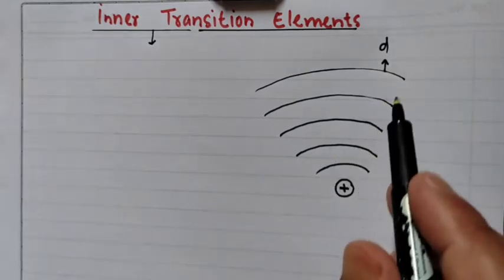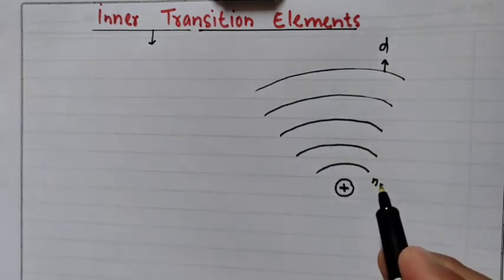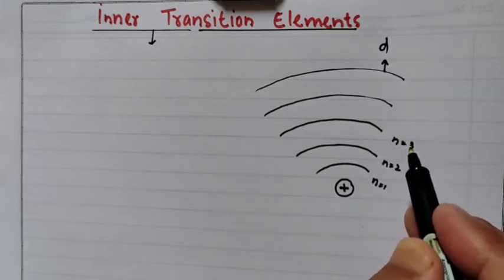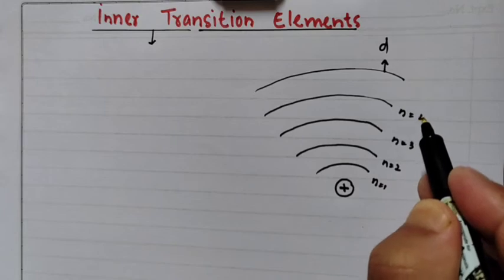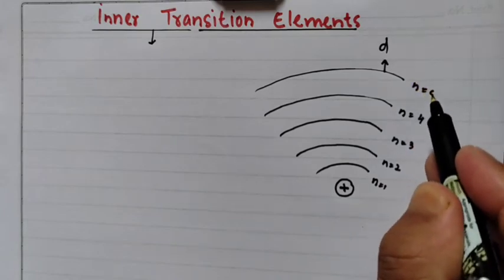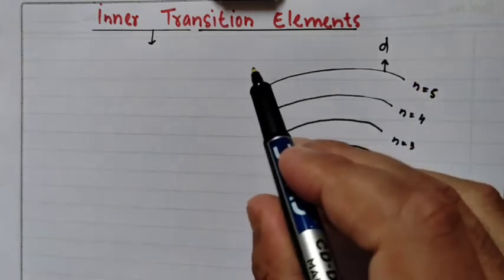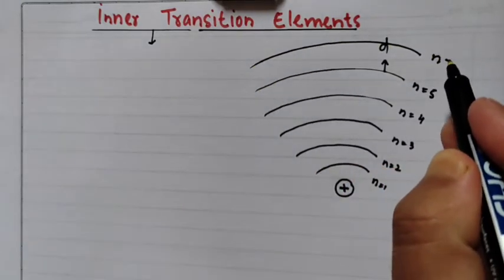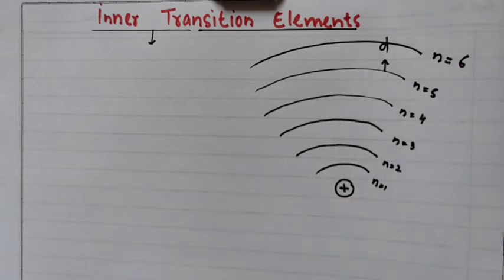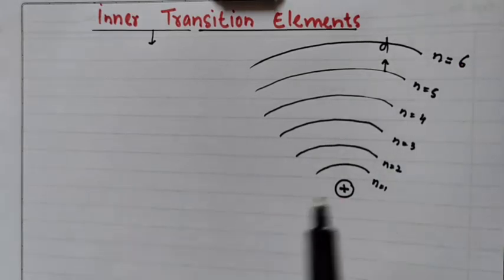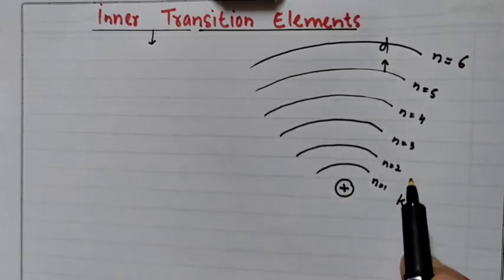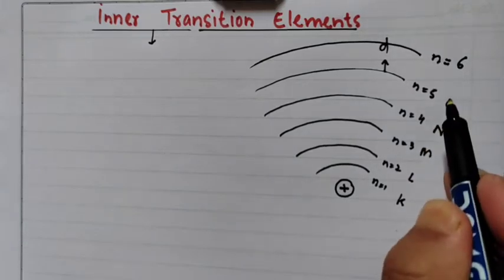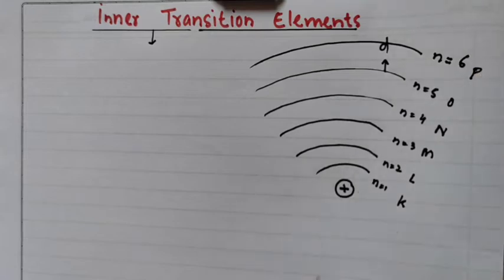So there are various principal energy levels or shells: n = 1, n = 2, n = 3, n = 4, n = 5, and n = 6. ठीक है, सो इसका हम नाम देते हैं K, L, M, N, O, P and so on. ठीक है, this is called as shells or energy levels.